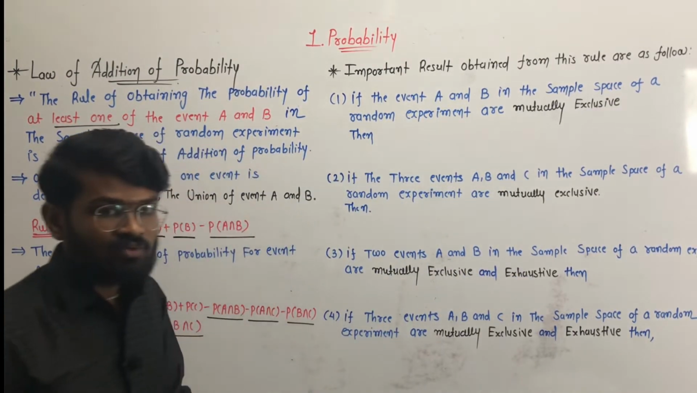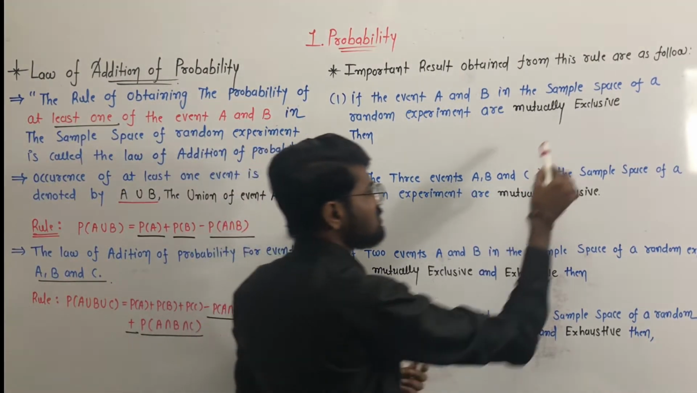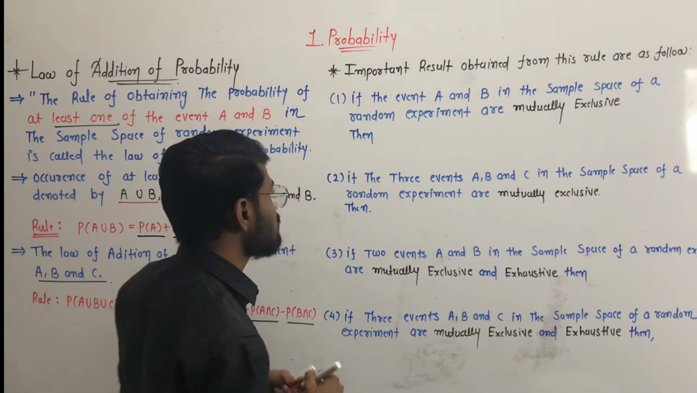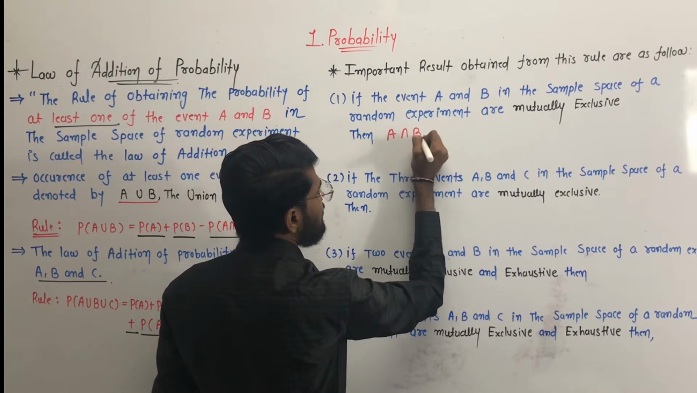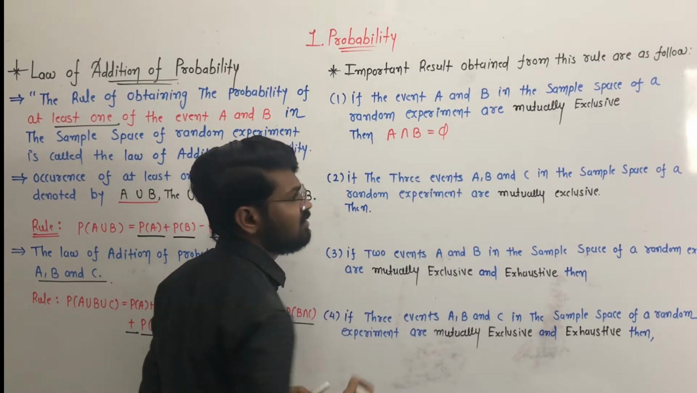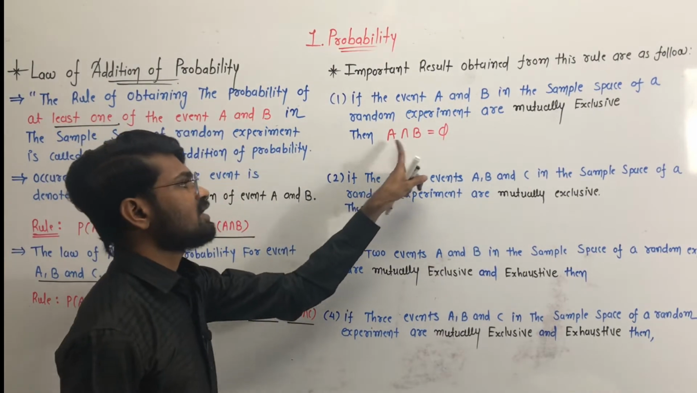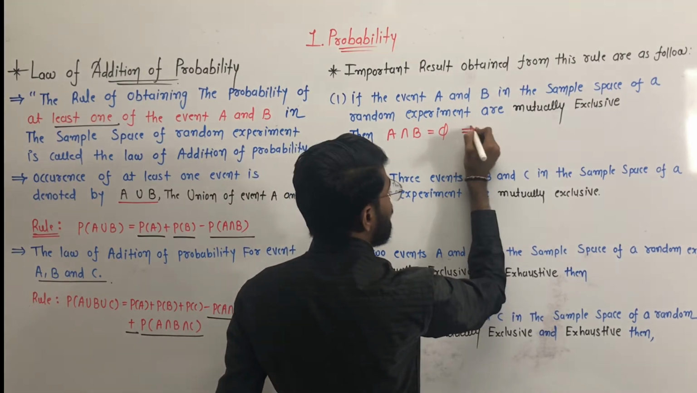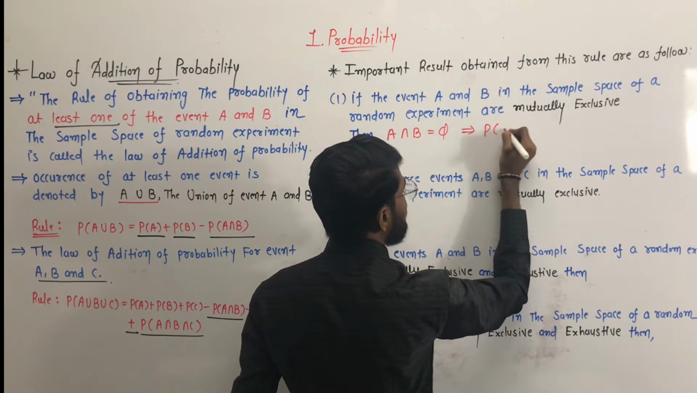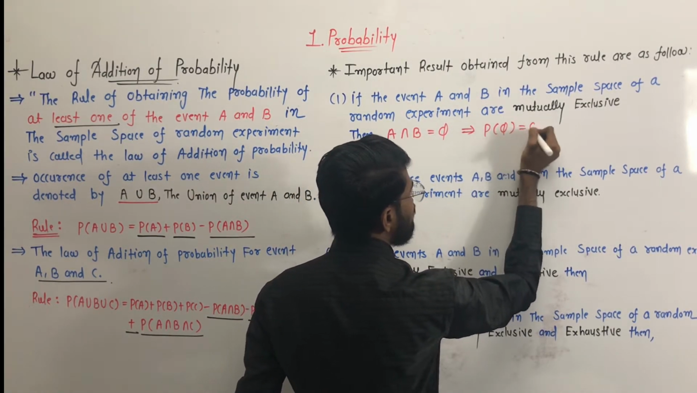What is the condition for being mutually exclusive? The condition for mutually exclusive is that the intersection of events A and B is equal to phi. And we know that the probability of phi, P of phi, is equal to 0.